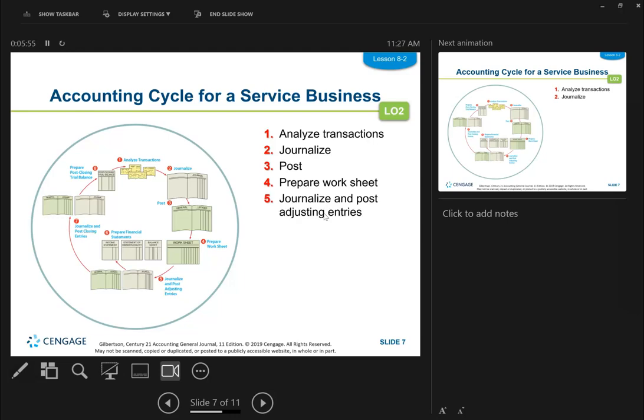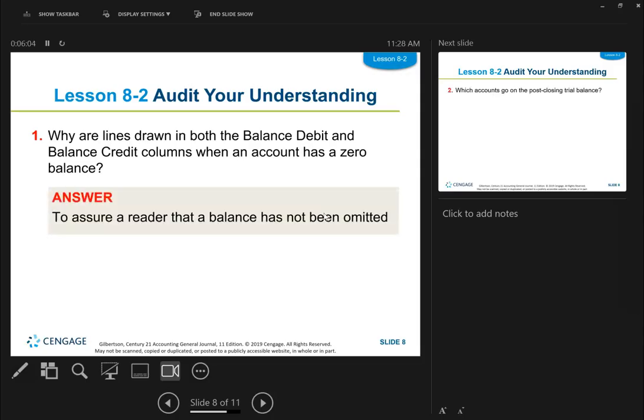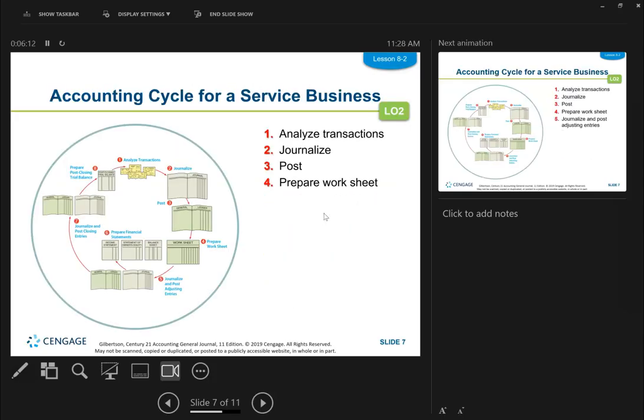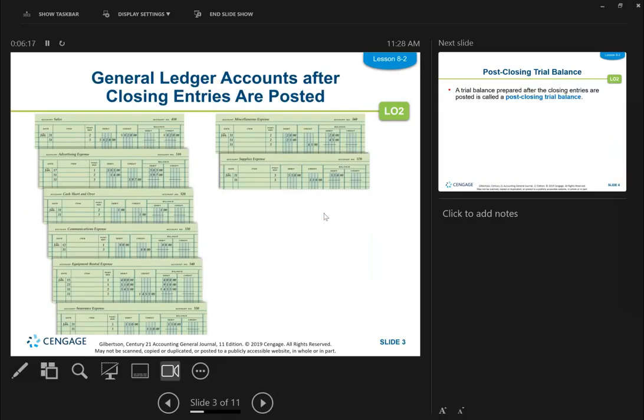Okay, so just listing these things again. If you go back and look at these ledger accounts here, notice at the final line we have these lines drawn through both the debit and credit columns, right?